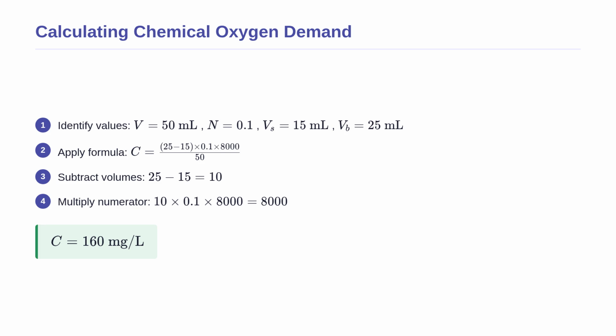First, we subtract the sample volume of 15 from the blank volume of 25, giving us a difference of 10 milliliters. This means 10 milliliters worth of the chemical was used up destroying the pollution. We multiply 10 by the normality, 0.1, giving 1.0. Multiplying by 8,000 gives 8,000. Finally, dividing by the sample volume of 50 gives a final chemical oxygen demand of 160 milligrams per liter.